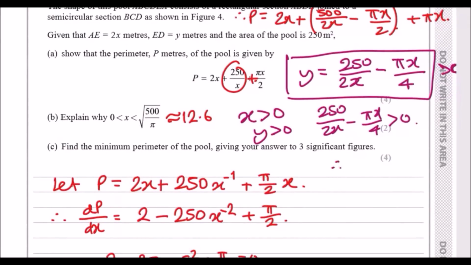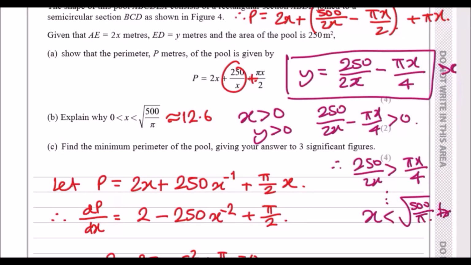Now, I could go ahead and do this now. So move this to the right and just tighten this up. 250 over 2x is greater than pi x over 4, and so on. Eventually you get to x less than root 500 over pi. Okay, that's it. I believe that's all we need to really pick from there.